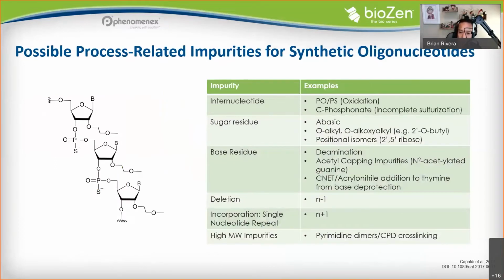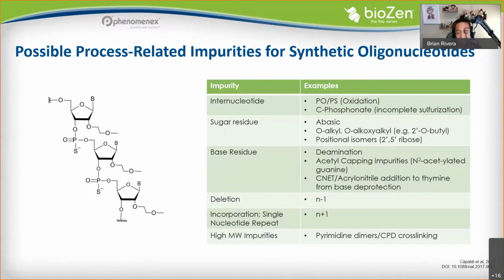Welcome to 2021, everyone. So some other possible process-related impurities with all the different modifications and stuff that you have. There are a lot, and they get super complex. Of course, the addition of that sulfur, not only the diastereomers that introduces, they also are going to have a high potential for oxidation. So that's so-called PSPO impurity.